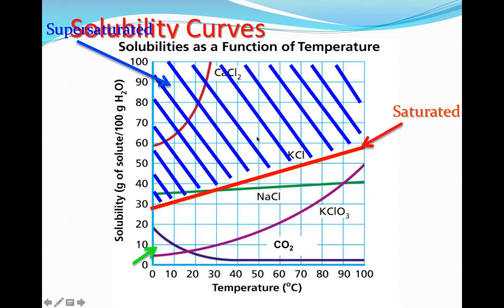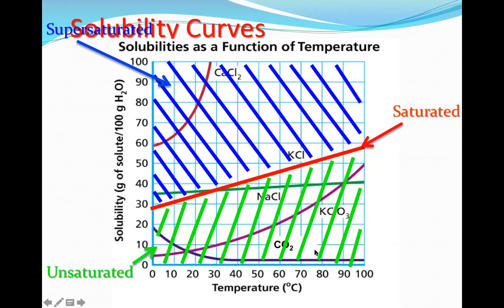If I have a point and it's above this saturated line, in this blue area, that is supersaturated. That means we've gone above and beyond. We've packed more solute in there than should have been. If it's below this line, in this green area, that means it is unsaturated. So if we have a point that falls below this red line here, that's unsaturated.